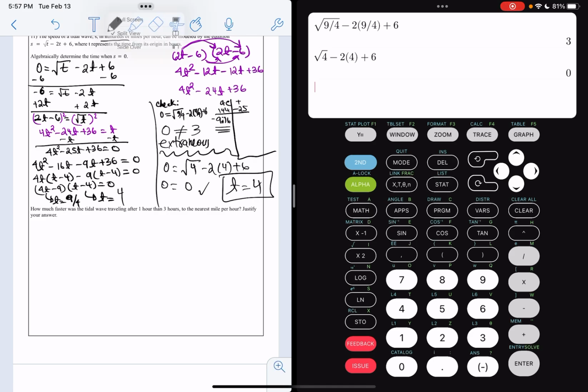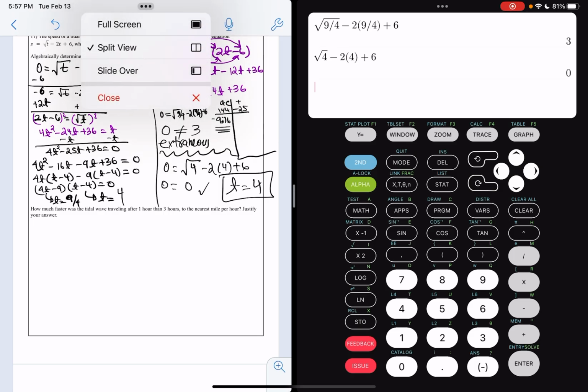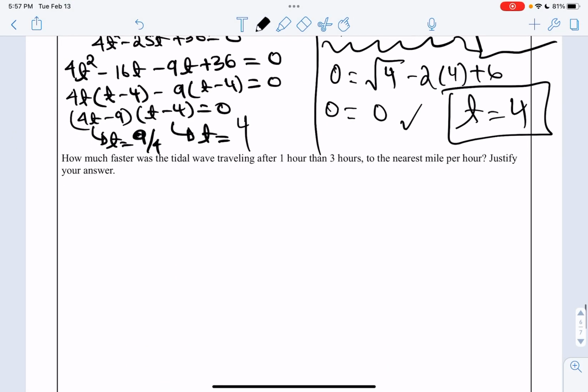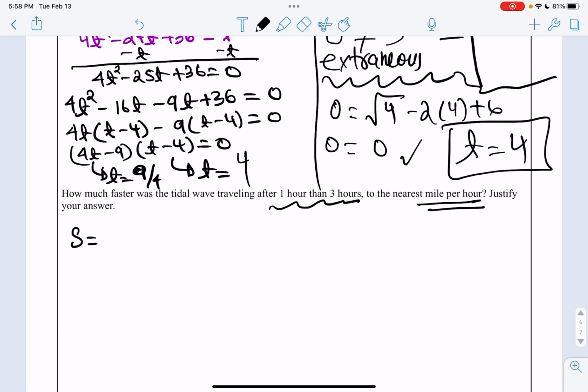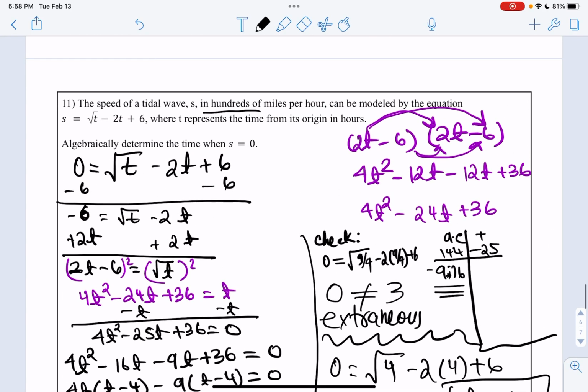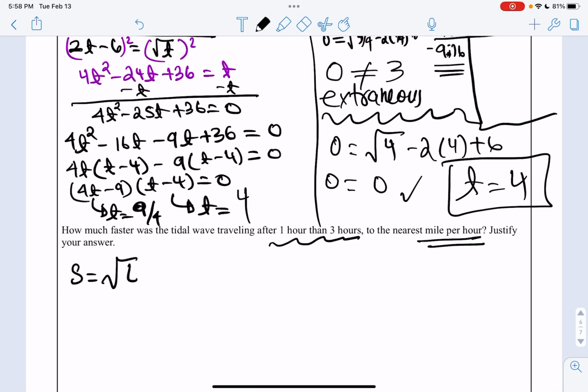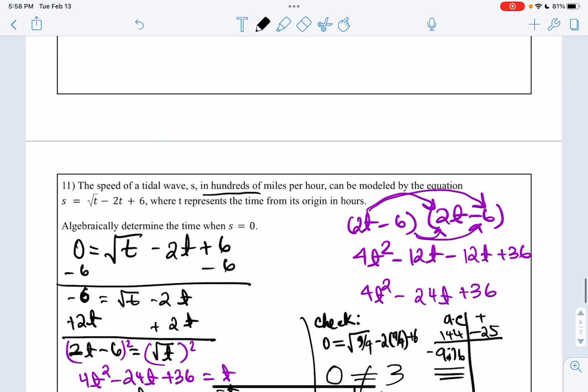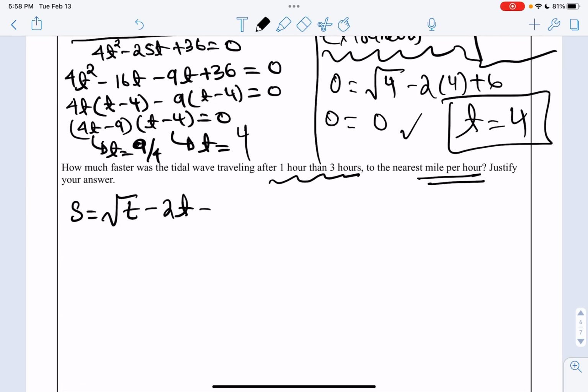All right, let's take a look at the bottom portion. The bottom portion says, how much faster was the tidal wave traveling after 1 hour than 3 hours? So we have to find the difference to the nearest mile per hour. That's our unit. So we have to find out what S is equal to when t is equal to 1 and t is equal to 3. So let's write down our final equation. Radical t minus 2t plus 6. Let me double check because I keep making mistakes on this one.